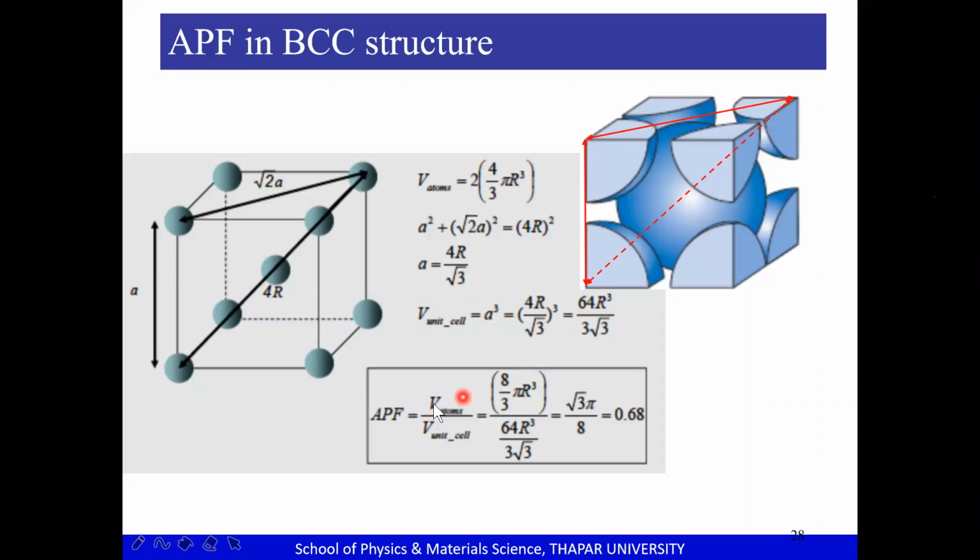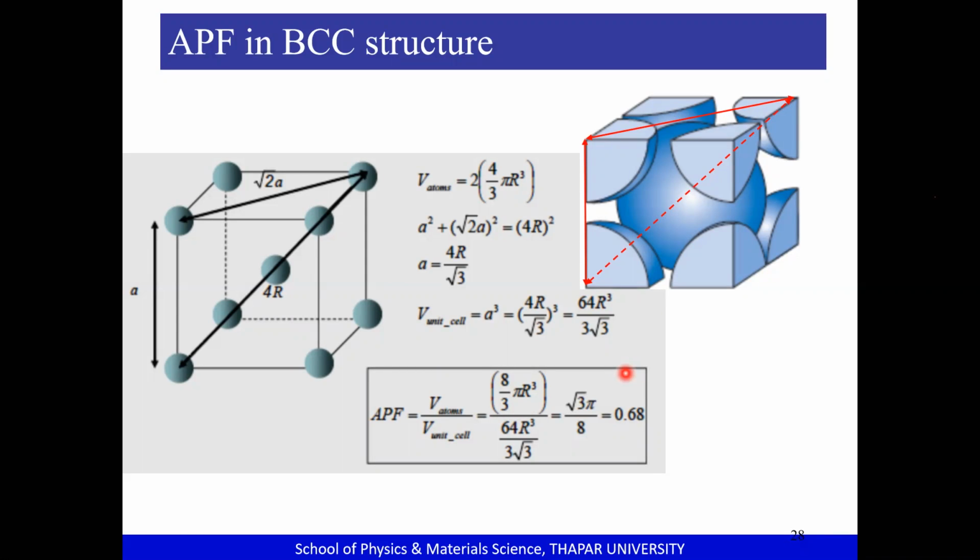And now I need volume of the atoms. So how many atoms are there in a BCC unit cell? The effective number was 2. So my total volume of the atoms is 2 times the volume of an individual atom, which is 4 by 3 pi r cube. So if I substitute this and this here and simplify this, it comes out to be 0.68. That means the packing efficiency or atomic packing fraction of BCC is lower than FCC.